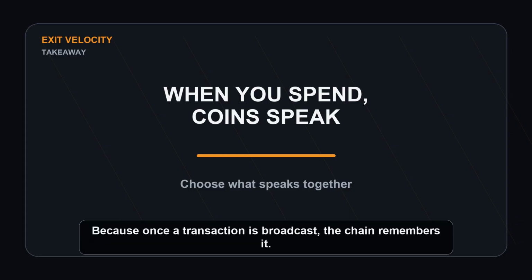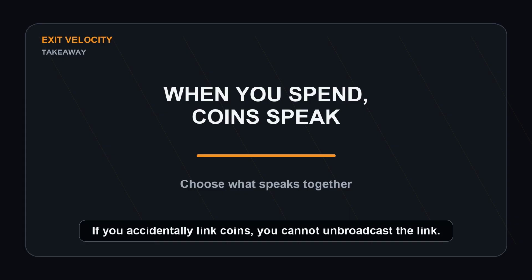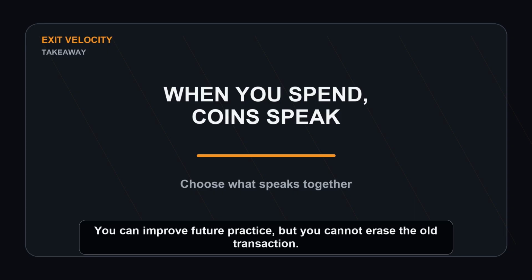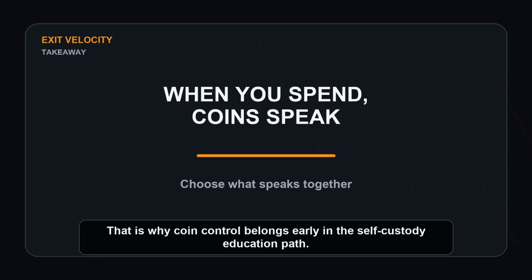So coin control works best when it is paired with labels. Unlabeled coin control is like having a box of envelopes with no writing on them. You can choose an envelope, but you may not know what it means. Labels give the choice meaning. Coin control turns the meaning into action.